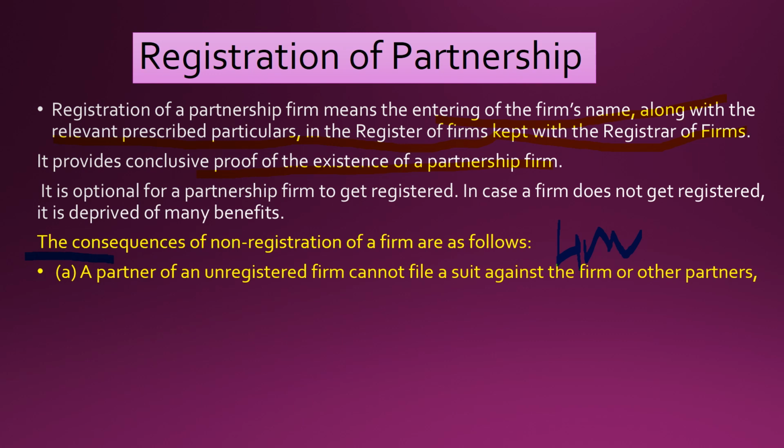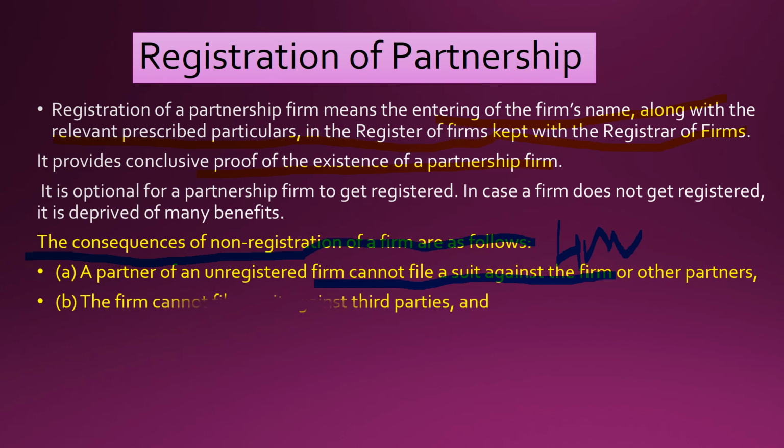See, the consequence of non-registration of the firm is as follows. So what will happen if a firm is not registered in the register office? A firm cannot file a suit, which means a firm cannot file a case on another firm or on another partner. Why? Because it's not registered. Legally, the government has not approved the company. When the government has not approved it, the company cannot file a case on another firm or on another partner.